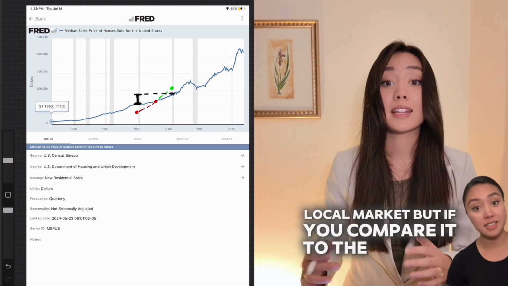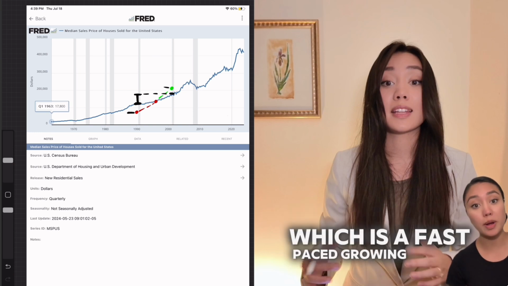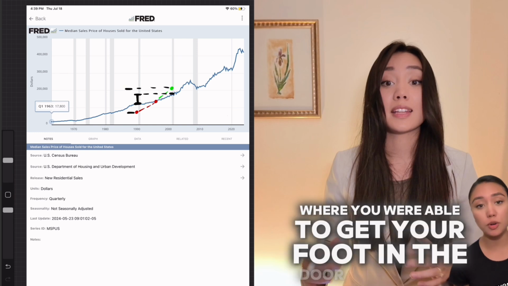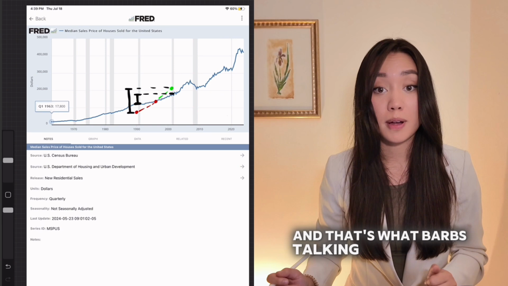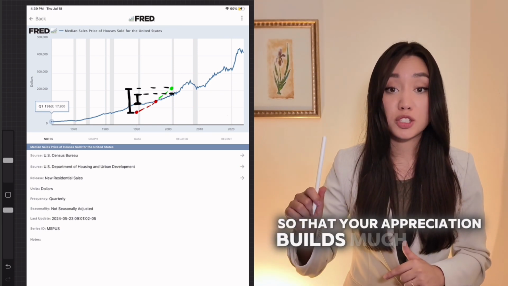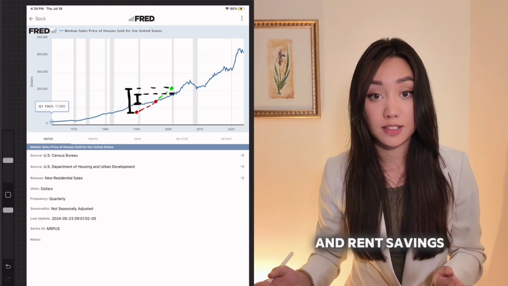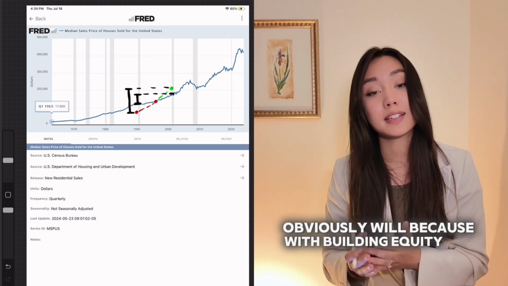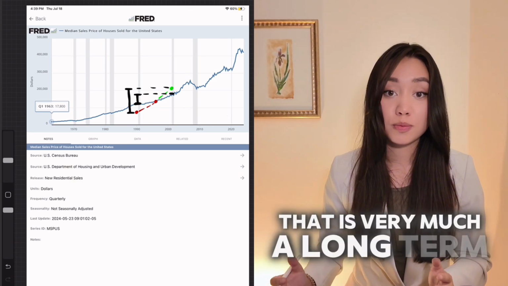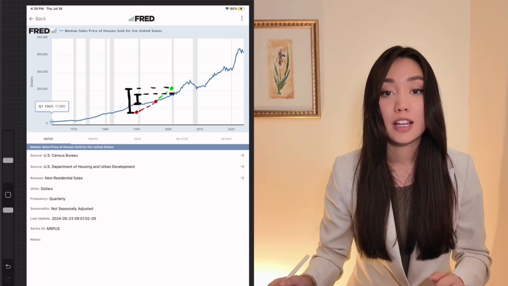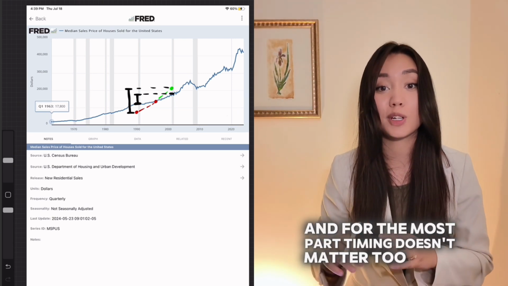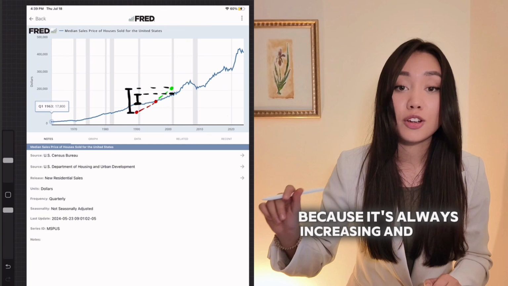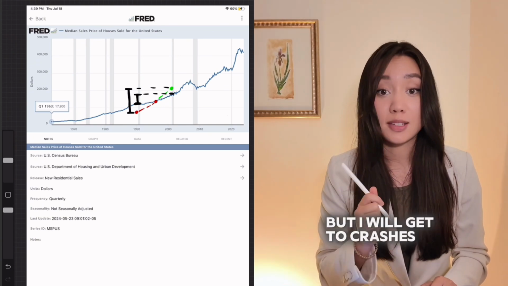But if you compare it to the example of Temecula, which is a fast-paced growing market where you were able to get your foot in the door really early, you can see that there's a lot more appreciation. And that's what Barb's talking about doing, so that your appreciation builds much faster than your equity and rent savings obviously will. Because building equity and savings is very much a long-term game versus appreciation, if you pick the right place and have good timing. And for the most part, timing doesn't matter too much because it's always increasing and there are very few drops. But I will get to crashes in my next video.